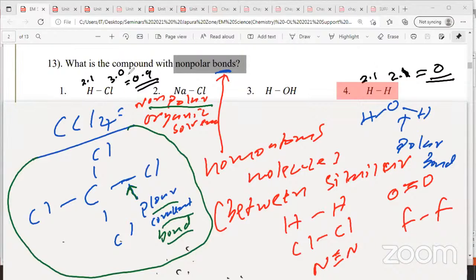Or if you find that difficult, a very weak student can remember at least this: if the atoms are the same, it is a non-polar bond. If the atoms are different, it is a polar covalent bond. That's it. Now let's move on to question number 14.